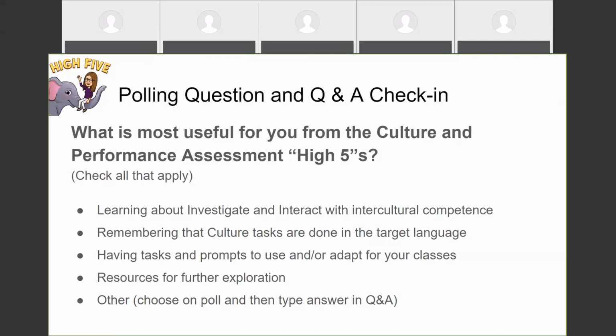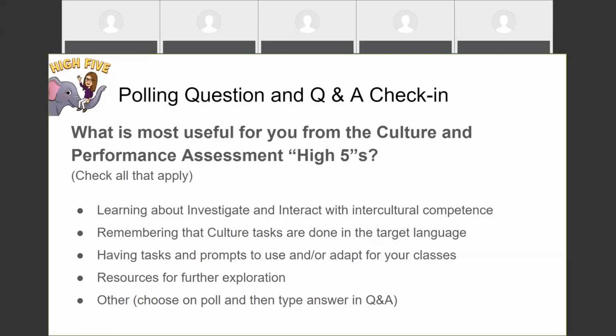Several of you said you liked learning about investigate and interact with intercultural competence and how we're thinking about that in the classroom. Many times you'll hear teachers now say they're going to lead with culture when they think about communication and having students demonstrate what they know and are able to do with the language.